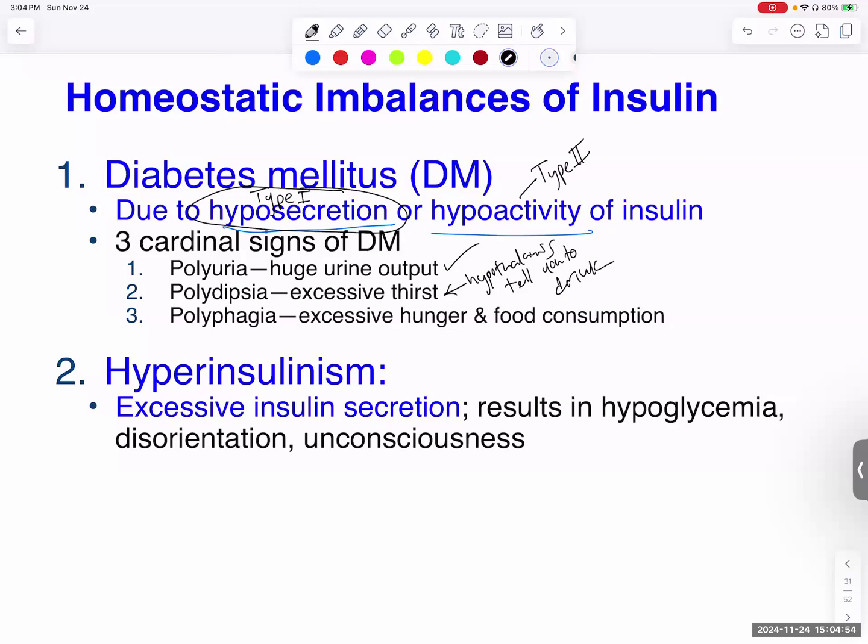Because you're peeing out a lot of your liquid and you want to maintain your blood volume. And then polyphagia is excessive hunger and food consumption because your cells don't think you have any energy, because glucose is not making it into the cells. If you have too much insulin being secreted, so hyperinsulinism, that's excessive insulin secretion, you're going to have hypoglycemia and disorientation.